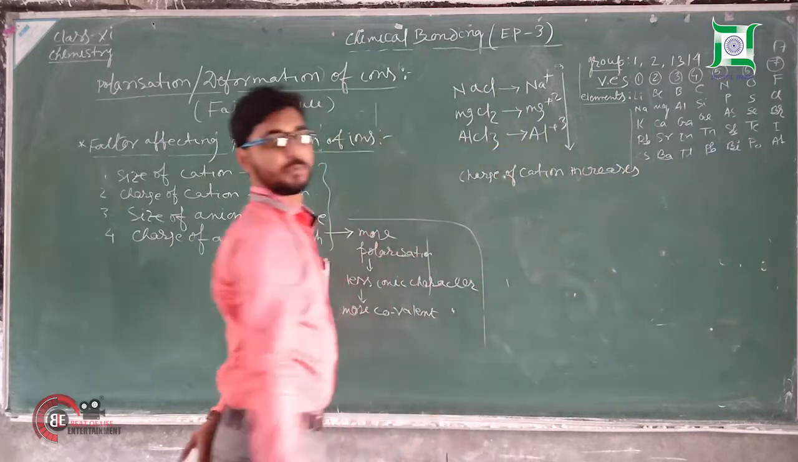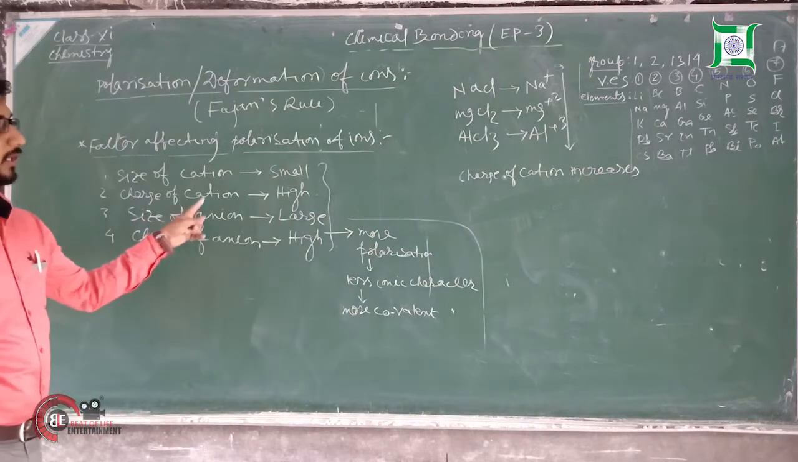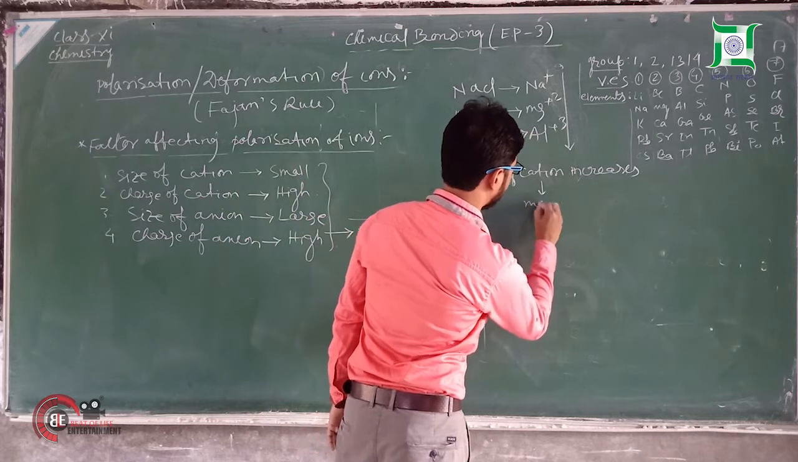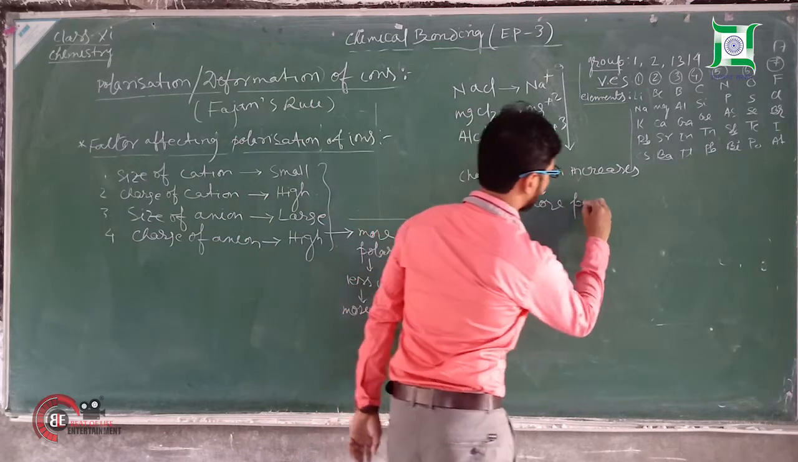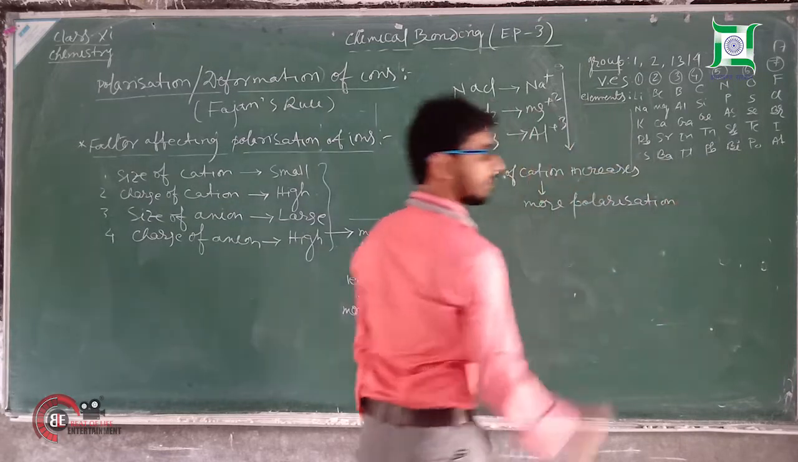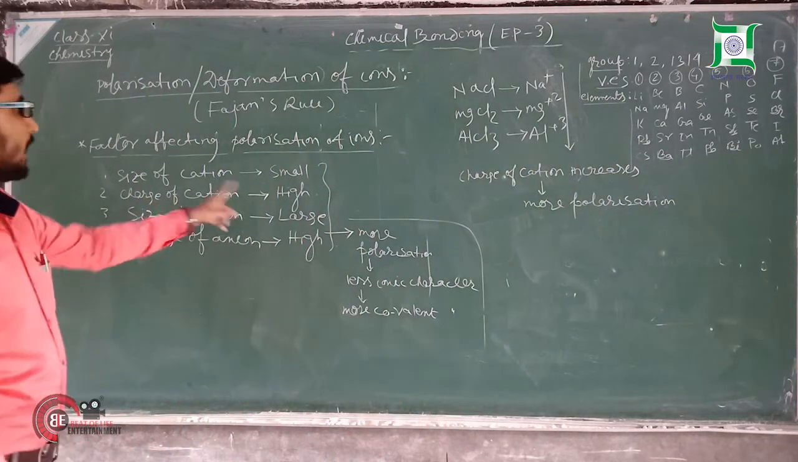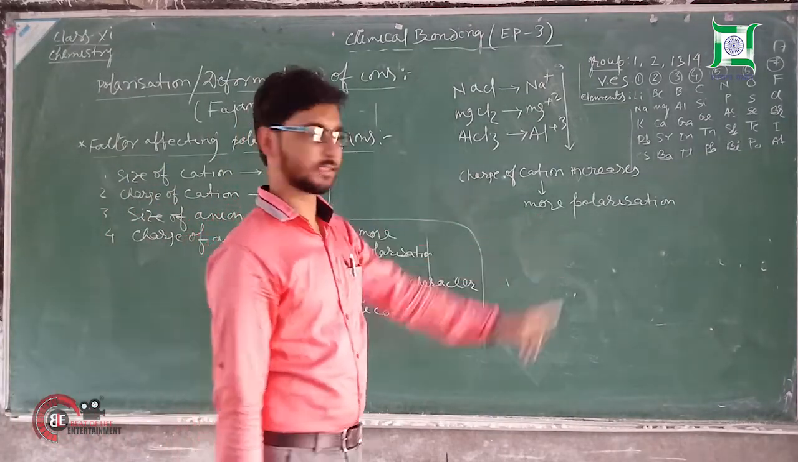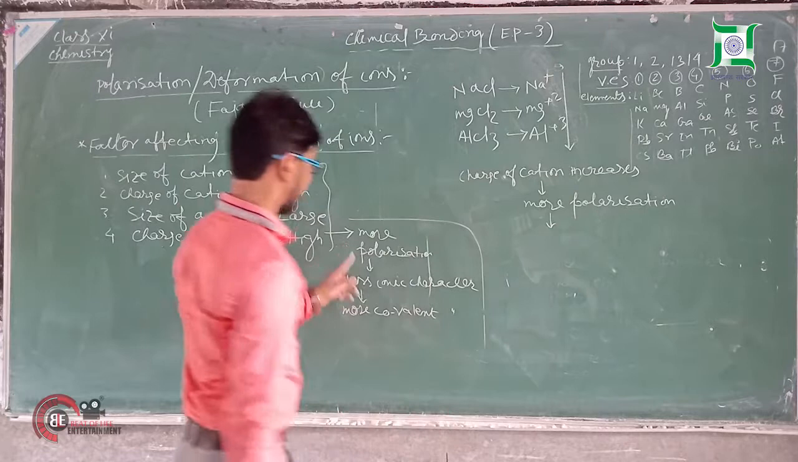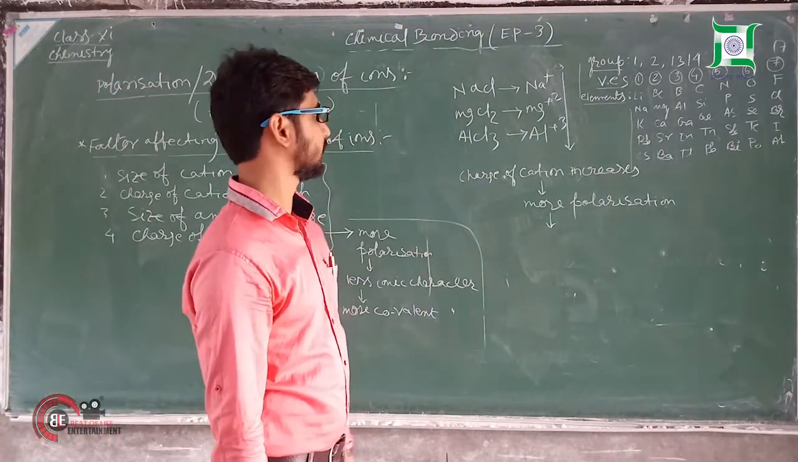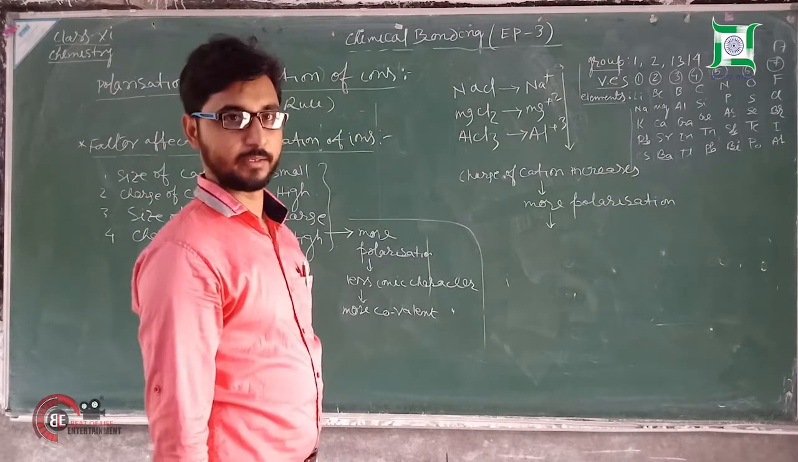As the charge of cation increases, high charge of cation means more polarization. Clear? So I am writing here more polarization. More polarization means less ionic character, so here will be less ionic character or more covalent character.